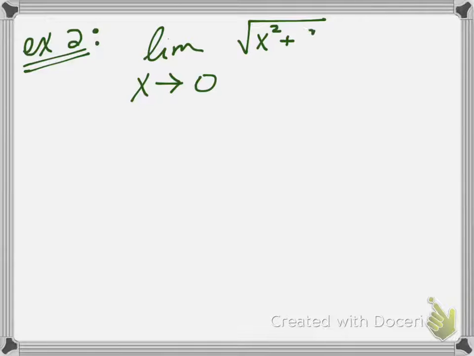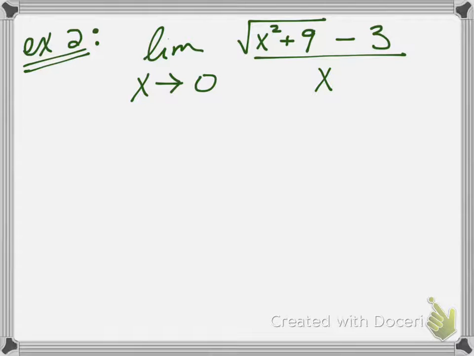So let's do another example. In this example, we have a radical. We have a square root. So we're doing the limit as x goes to 0 of the square root of x squared plus 9 minus 3, over x. And if we let x equal 0, the numerator would have 0 squared plus 9, which is 9. The square root of 9 equals 3, and 3 minus 3 is 0. So the numerator simplifies to 0, and the denominator is 0. And that's indeterminate. We don't know what that is.